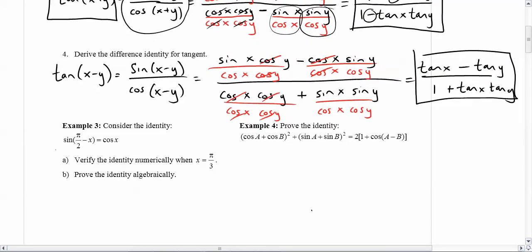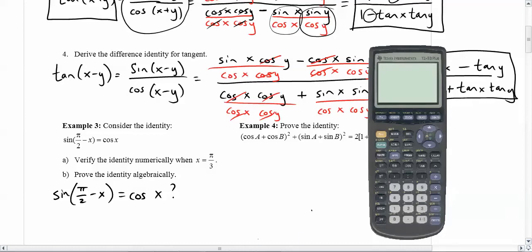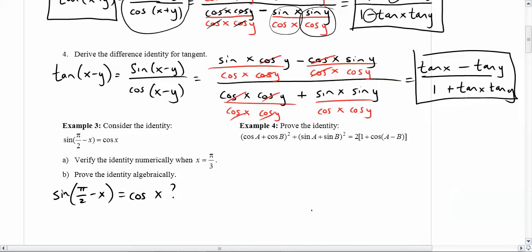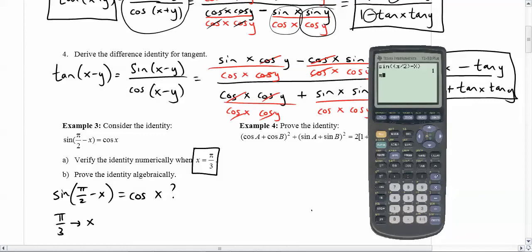Now last class we saw the identity that sine of 90 minus x is the same as cosine x. So we can show that this is true just by trying a number. Is this identity true? Do we believe it? Let's try putting a number for x. I'm going to type sine of pi over 2 minus x. Now I'm going to take the number pi over 3 and store that number as x, and then see what result I get. So I'll take the number pi over 3, store it as x, and now I'll do second enter, second enter.